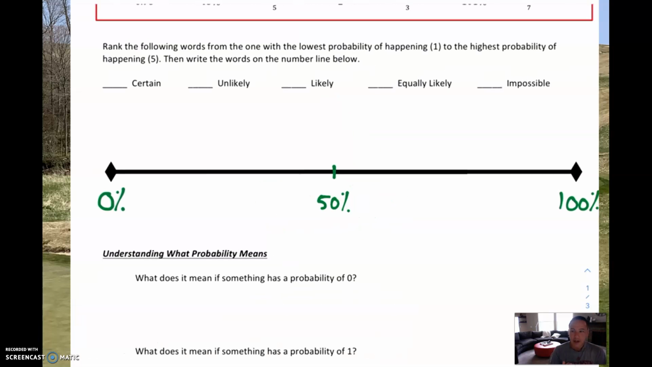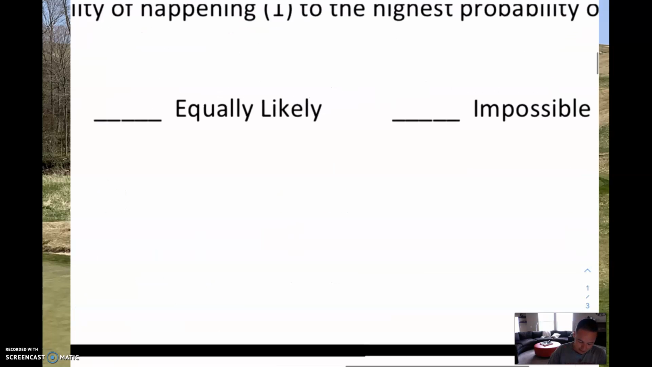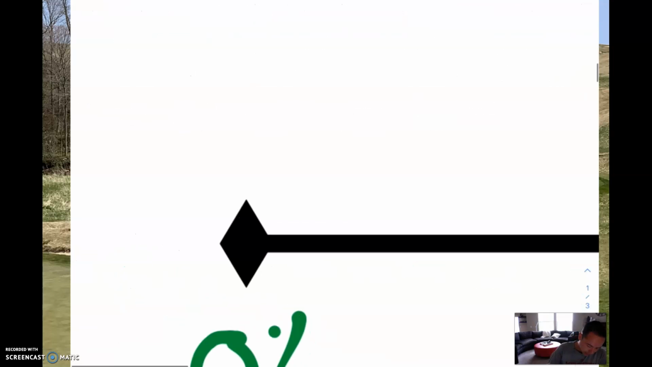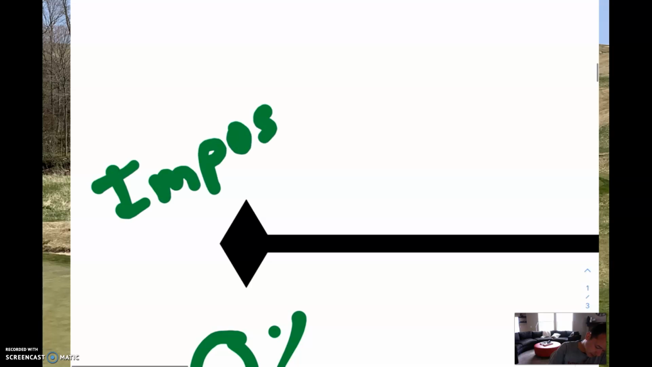So now if I'm looking at all of these words, I want to rank them from the lowest probability to the highest probability. So I have the words certain, unlikely, likely, equally likely, and impossible. That word impossible is the smallest chance, so I'm going to put a 1 there. So over here at 0%, I'm going to put it is impossible.